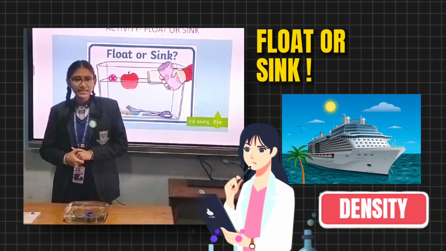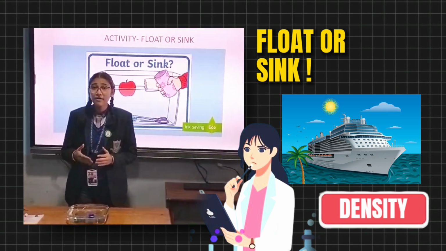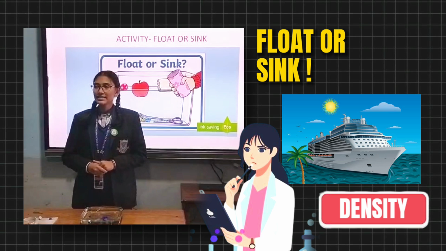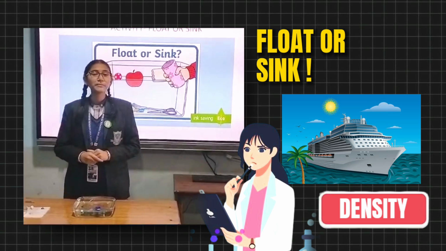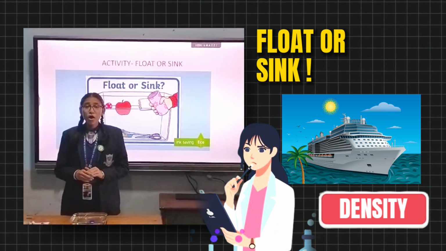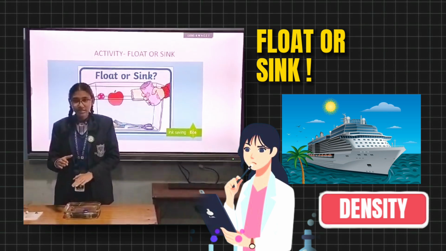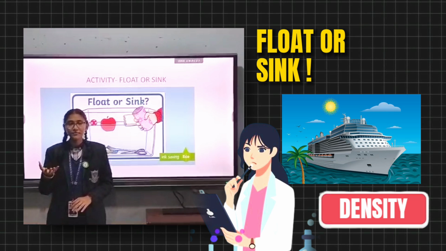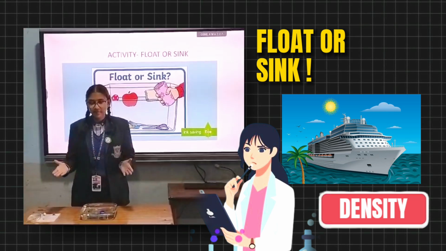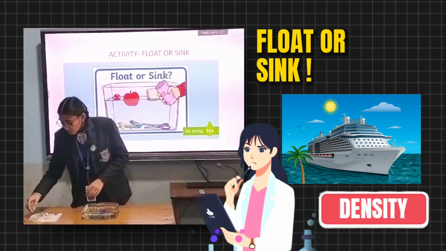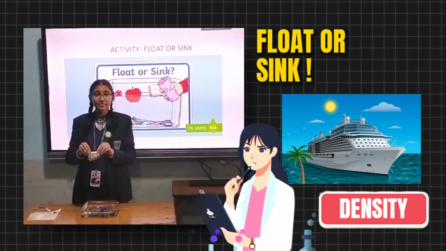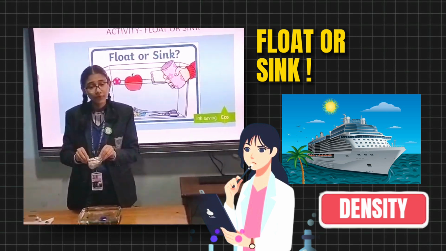But you must have seen some large boats and ships have higher density, but they still float on water. To understand this, let me explain the Archimedes principle first. It states that if an object is partially or wholly immersed in a fluid, it experiences a buoyant force which is equal to the weight of the water displaced by it. So, if the object's weight is equal to its buoyant force, then the object will float.